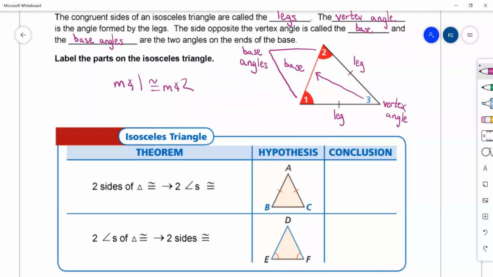Okay, so let's look at some theorems that involve isosceles triangles. If two sides of a triangle are congruent, then two angles of the triangle are congruent. So we're told that AB is congruent to AC. That means angle B has to be congruent to angle C.